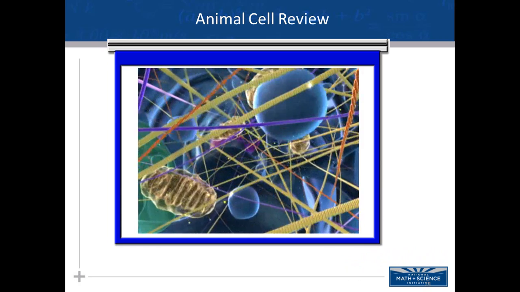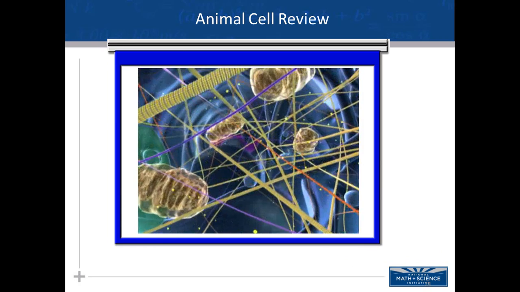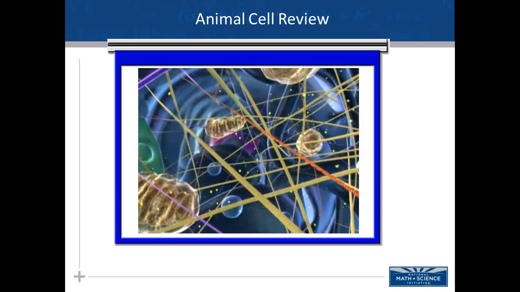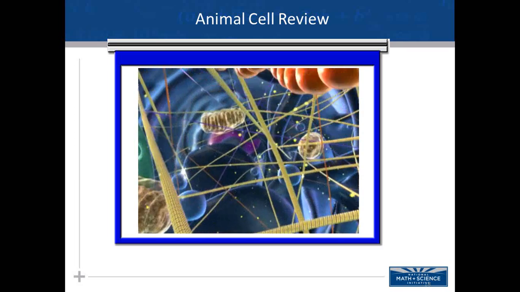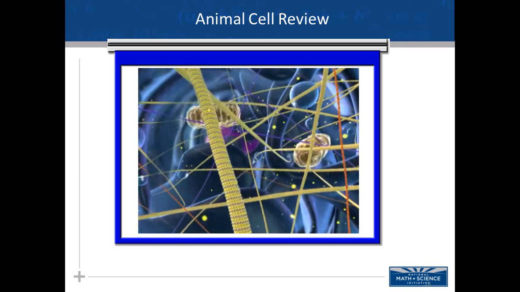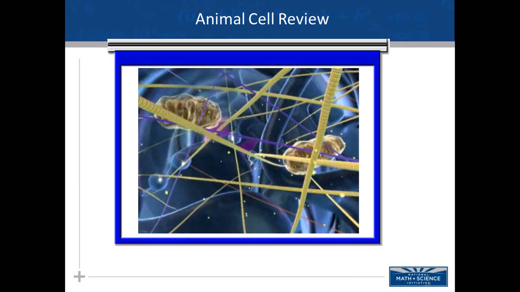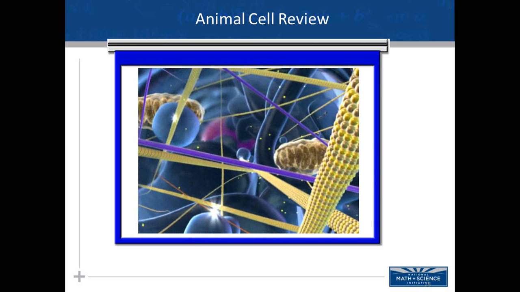Whoa, look at this place. These girders and cables make up the cytoskeleton, the structural framework of the cell. They also serve as tracks for transporting cargo from one place to another.